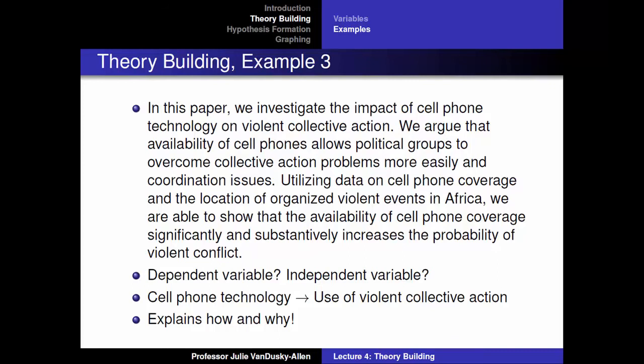What is the dependent variable? Use of violent collective action, as it is the outcome the authors care about. What is the independent variable? Cell phone technology, as it influences whether violent collective action takes place. How does the independent variable influence the dependent variable? As access to cell phones increases, the use of violent collective action increases.